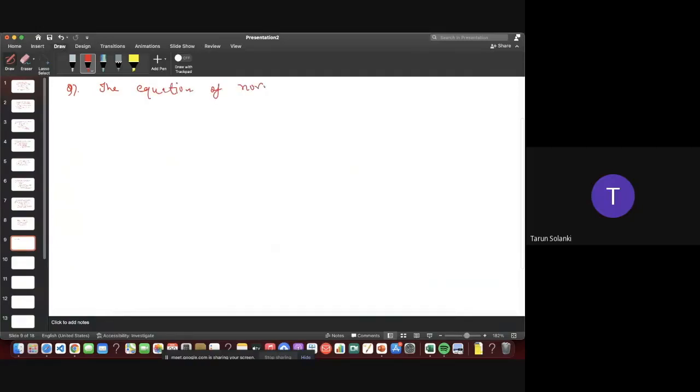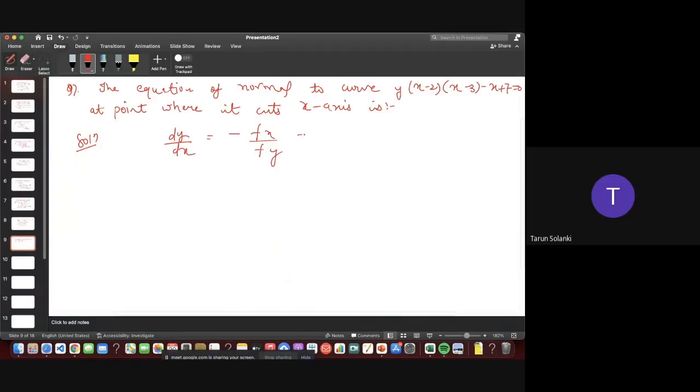The equation of normal to curve y(x minus 2)(x minus 3) minus (x plus 7) equals 0 at the point where it cuts the x-axis is. Okay, so solving, dy by dx equals minus fx by fy. It becomes minus (y(2x minus 5) minus 1) divided by (x minus 2)(x minus 3), which is 1 by 20 at our point 7 comma 0, right?